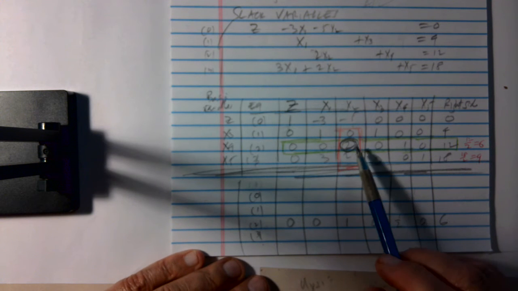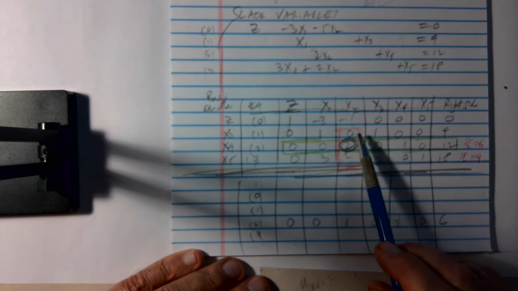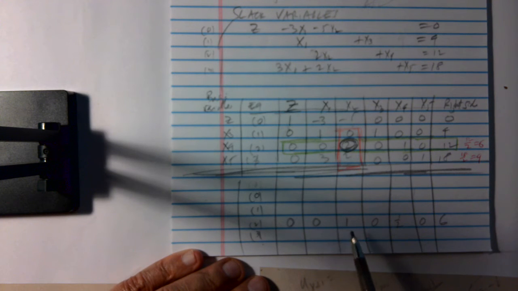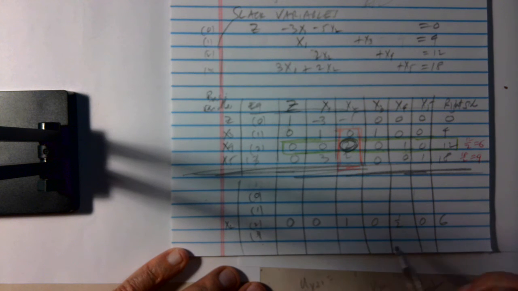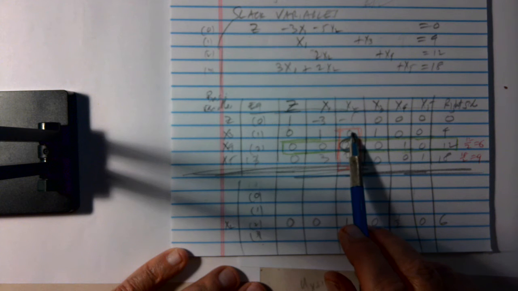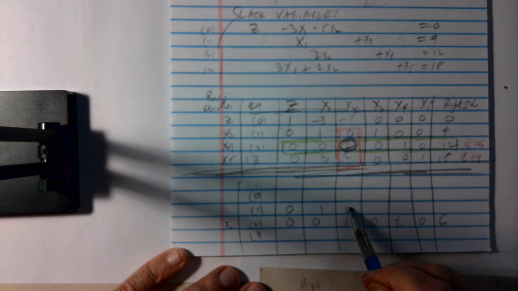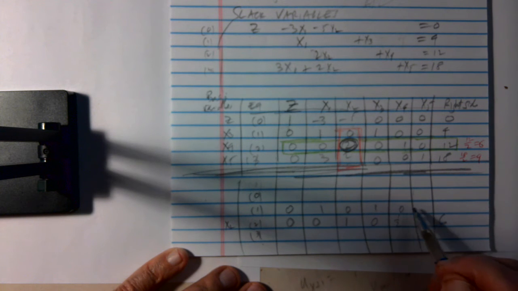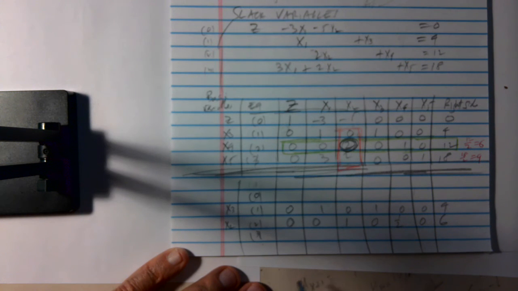And then I want to get all the other numbers in this column to be 0. Well, of course, column 1 already has a 0, equation 1 already has a 0. So x2 will be the new basic variable, and x4 will be non-basic. So there already is a 0 here, so for equation 1, I don't have to change anything. It's still 0, 1, 0, 1, 0, 0, 4.